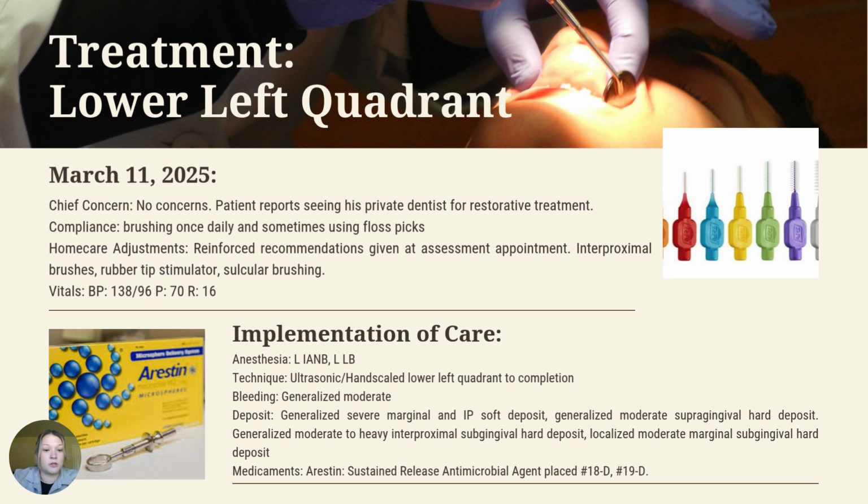Once we got started on treatment, we did a lower left inferior alveolar nerve block and a long buccal injection for anesthesia. We used the ultrasonic and then hand scaled to completion. There was generalized moderate bleeding, generalized severe marginal and interproximal soft deposit, generalized moderate supragingival hard deposit, generalized moderate to heavy interproximal subgingival hard deposit, and some localized moderate marginal subgingival hard deposit.